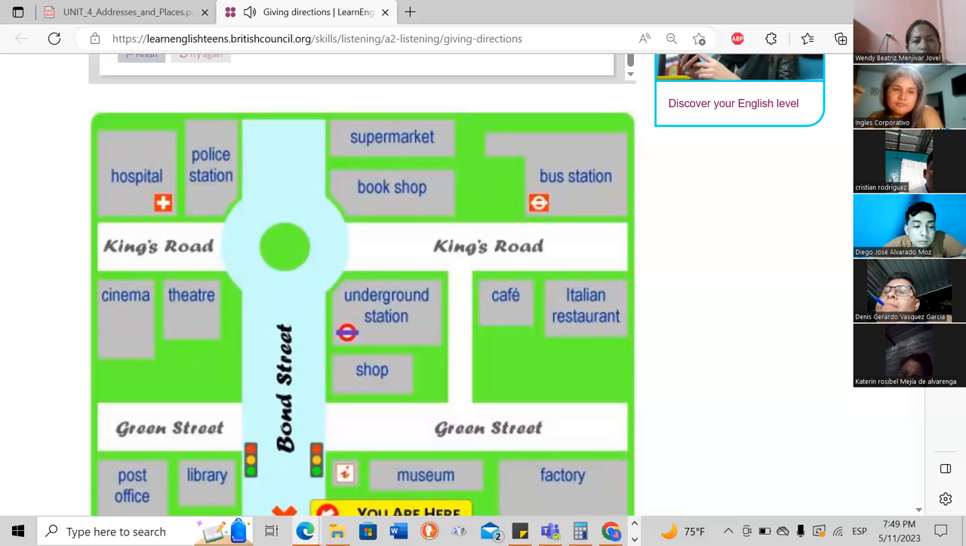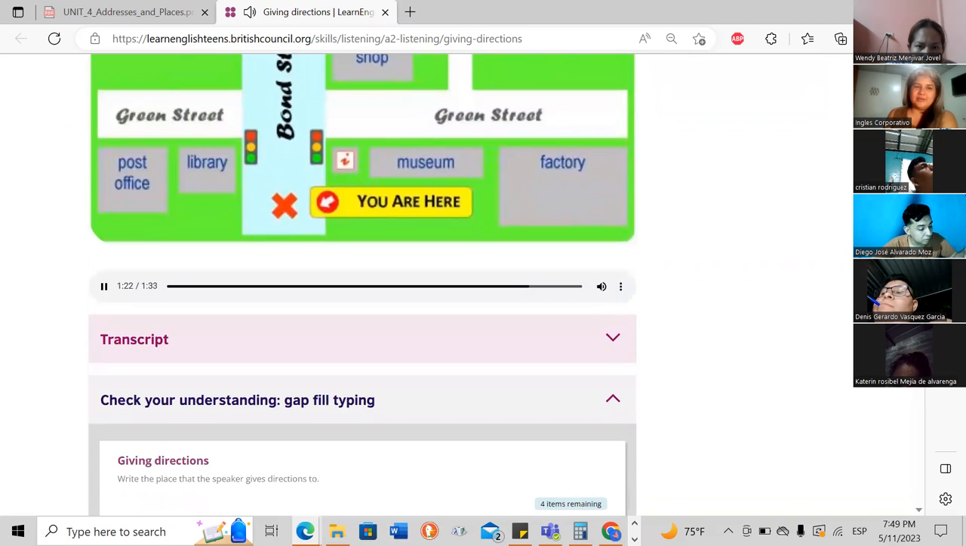D. Go straight on, go past the traffic lights, and take the second right onto King's Road. Go past the bookshop. It's the building next to the bookshop, opposite the cafe. Okay. This recording was brought to you by the British Council. To find others like it, visit www.